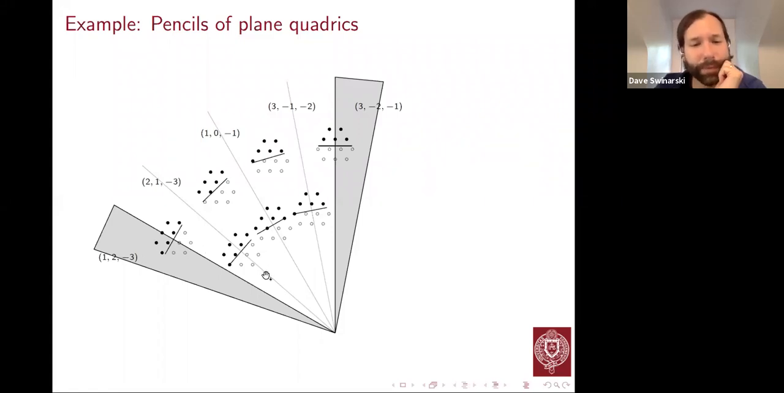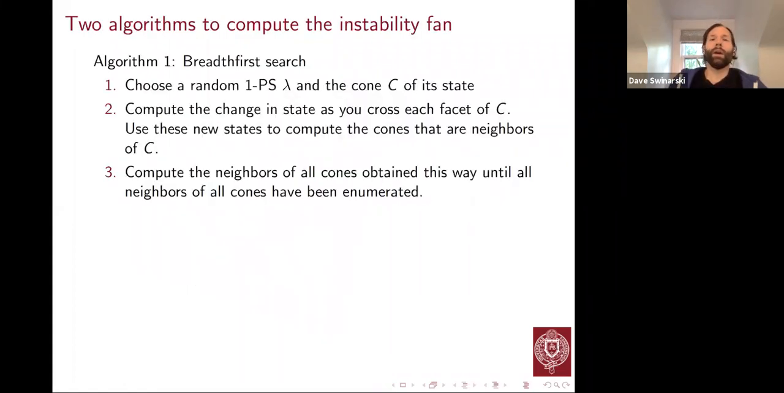And then as you cross this wall, you can see there's one dot that's on the hyperplane. And as we reach the next cone, now that dot is on the negative side of that hyperplane. And so we get a slightly different state in this cone compared to that cone. And it's easy to see that as you cross walls, you know exactly which weights in S are going from negative to positive or vice versa. And so it's easy to track what happens as you cross walls to go from one cone in this fan to a neighbor.